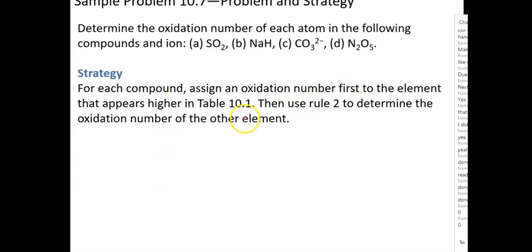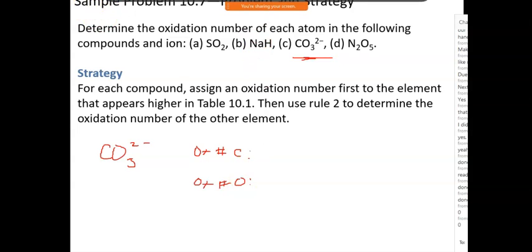Okay, so let's do carbonate. I want to do carbonate, CO3. Right, so based off of what we just did, figure out what the oxidation number is of the carbon and figure out the oxidation number of the oxygen. You should already know what the oxidation state is of the oxygen. See if you guys can figure that out. All right, I'm going to put this on pause. I'll give you guys about a minute or so.